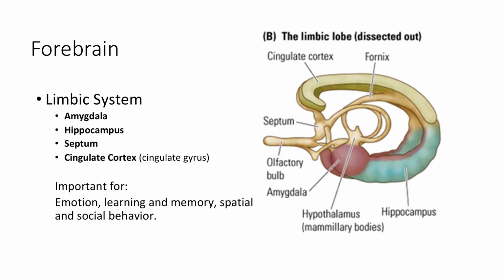So the parts of the limbic system are the amygdala, as you can see right here. See the hippocampus here in blue. You have the septum and the cingulate cortex.